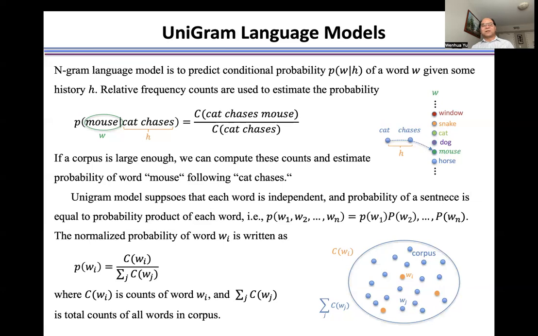The unigram language model supposes that each word is independent, and the probability of a sentence is equal to the product of the probability of each word, namely this joint probability for a sentence equals the product of probabilities for each word. The normalized probability of the word Wi is written as this: the numerator is the count of word Wi in the corpus, and the denominator is the total count of all the words in the corpus.